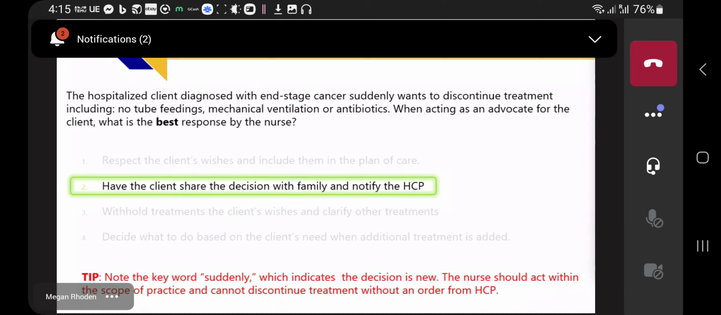All right, so now that we've talked about number 2 and why this is the correct answer, let's talk about the other ones. Number 1, number 3, and number 4. Why would these not be the best response by the nurse? So some of you did indeed put number 1. Let's talk about why that one is incorrect. Respect the client's wishes and include them in the plan of care. Although the client's wishes should be indicated on the plan of care, this nursing action does not demonstrate advocating for the client.